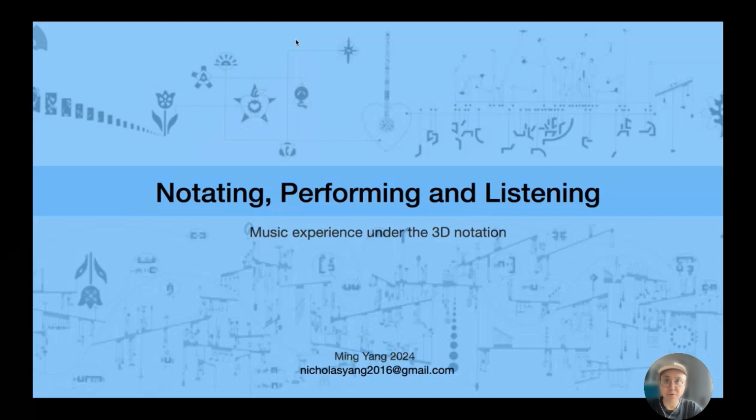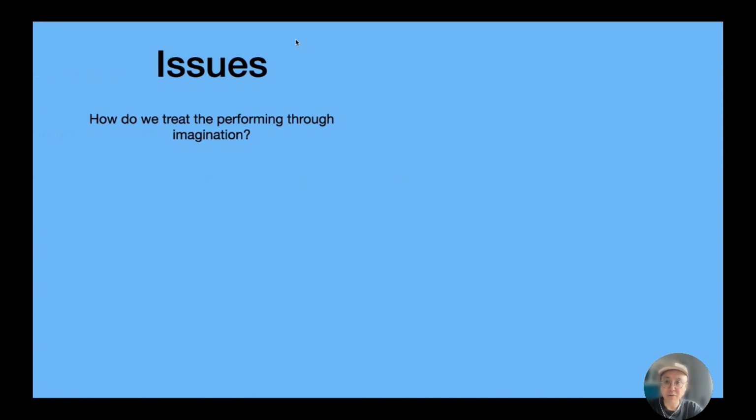But the scrolling score addresses another question. The video does not include any sound, and he asked the audience to imagine the sound through playing the video. It's a kind of way to perform the score in silence. So the issue is how do we treat the performing through imagination?